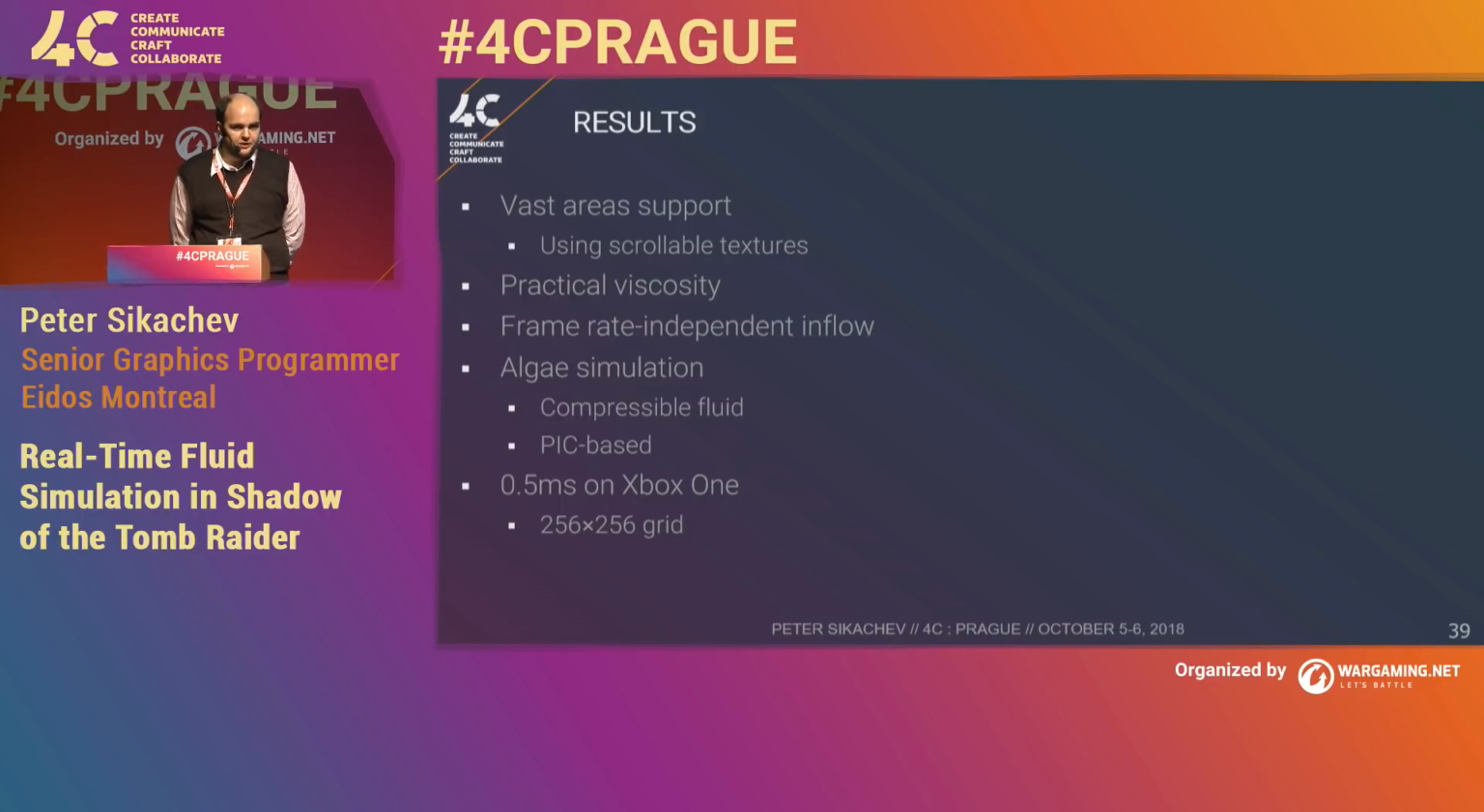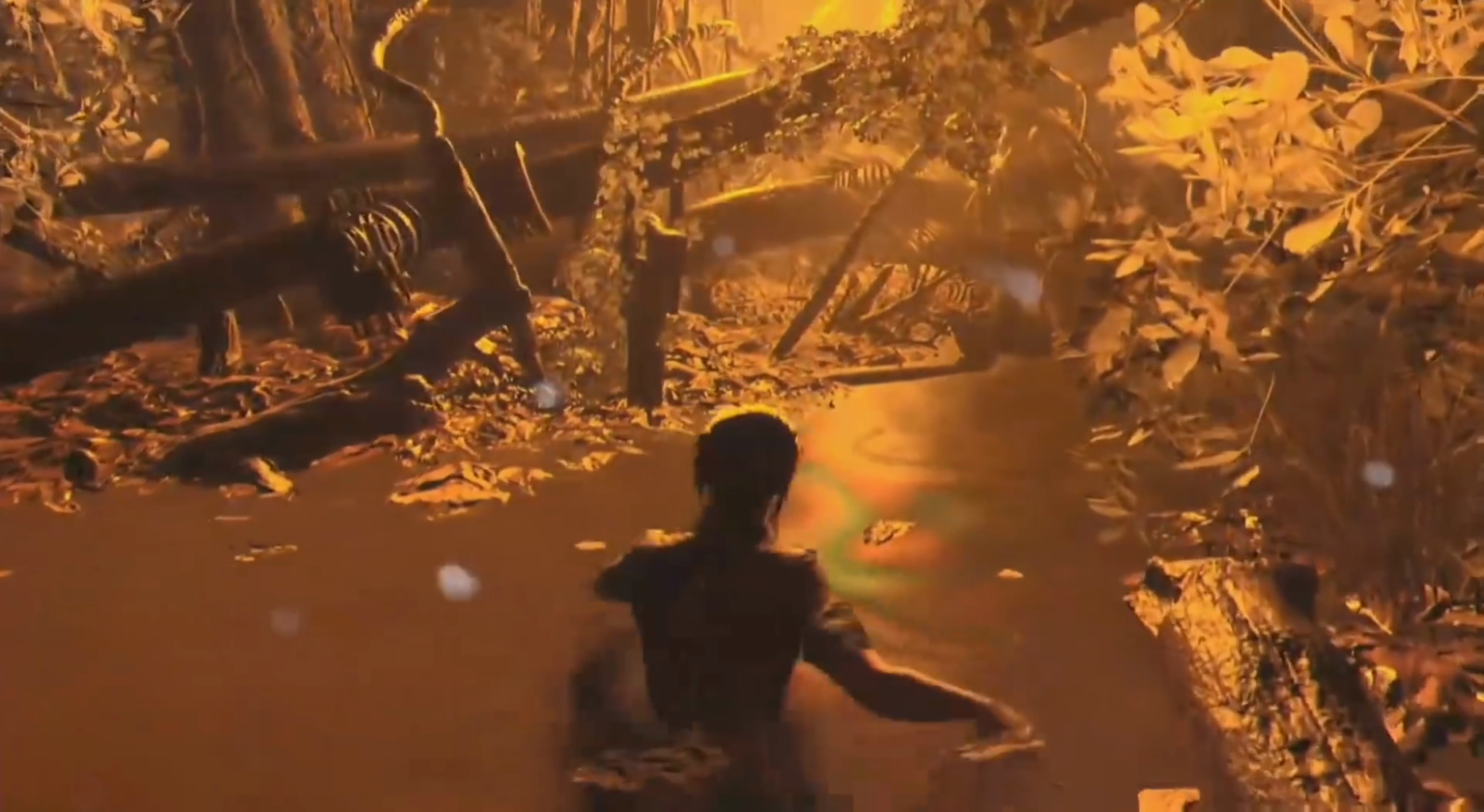And last, speaking of performance, the simulation runs in half a millisecond on a 256 by 256 grid on the Xbox One. This is the timing you get if you run it on the graphics pipe, and on the async compute pipe you might get it for free, if it parallelizes well with some other features, but this is a worst case estimation. And finally, let me show what it looks like in the actual game level.